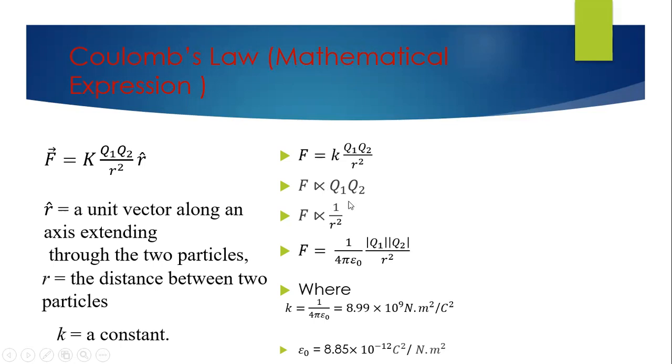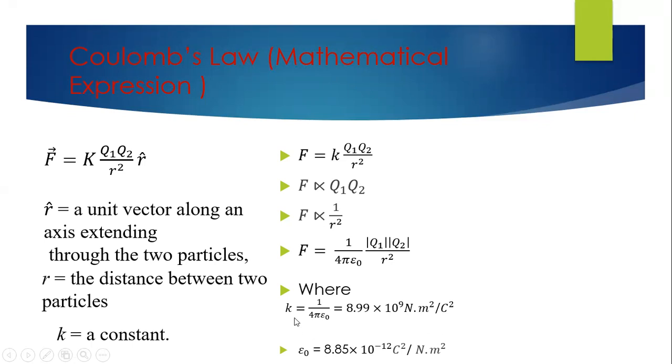And this constant K has the value 1 over 4 pi epsilon naught. Its exact value depends upon this epsilon naught, that is the permittivity of free space. Its value is 8.85 multiplied by 10 power minus 12 Coulomb square per Newton meter square. If you put this value in this relation and replace this epsilon naught, you will find K is 8.99 multiplied by 10 power 9 Newton meter square per Coulomb square.